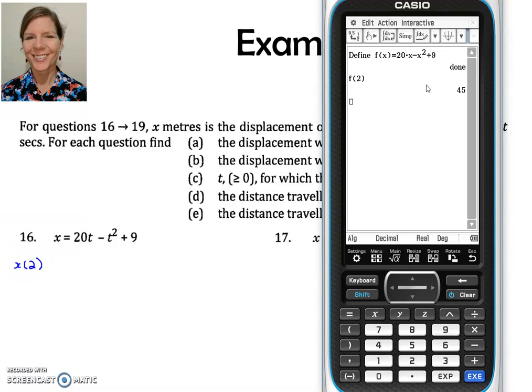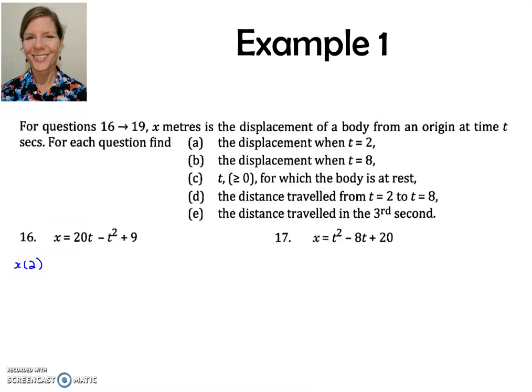And I know I want f of 8, which is the other one, which is 105. Okay, so x at 2 was 45, and what are we dealing with here? Meters. Okay, x at 8 was 105. When is it stationary? Okay, so what we're now looking at is the velocity function, which is the derivative. So that's going to be 20 minus 2t.